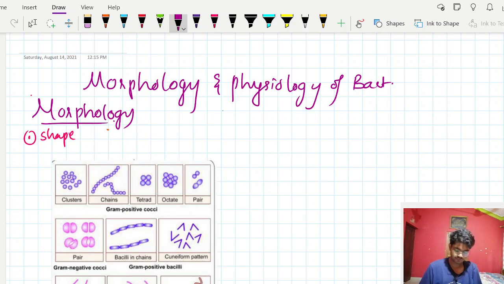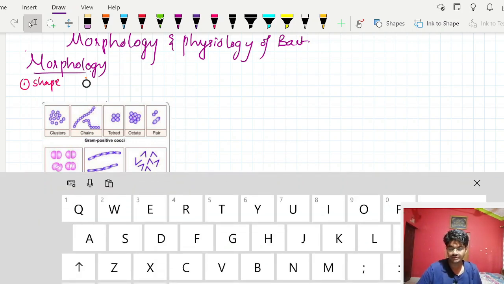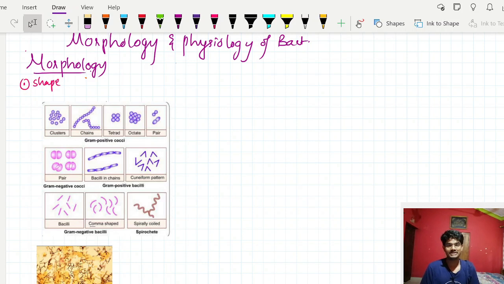When we talk about morphology, firstly we have to know there is gram staining, which is the important staining method. According to gram staining, we classify the bacteria as gram positive and gram negative bacteria. Gram positive bacteria are those which take the primary stain, that is crystal violet, and gram negative bacteria are those which will not take the primary stain, but later on they take the secondary stain, that is safranin. So gram positive bacteria are violet in color, whereas gram negative bacteria are pink in color.